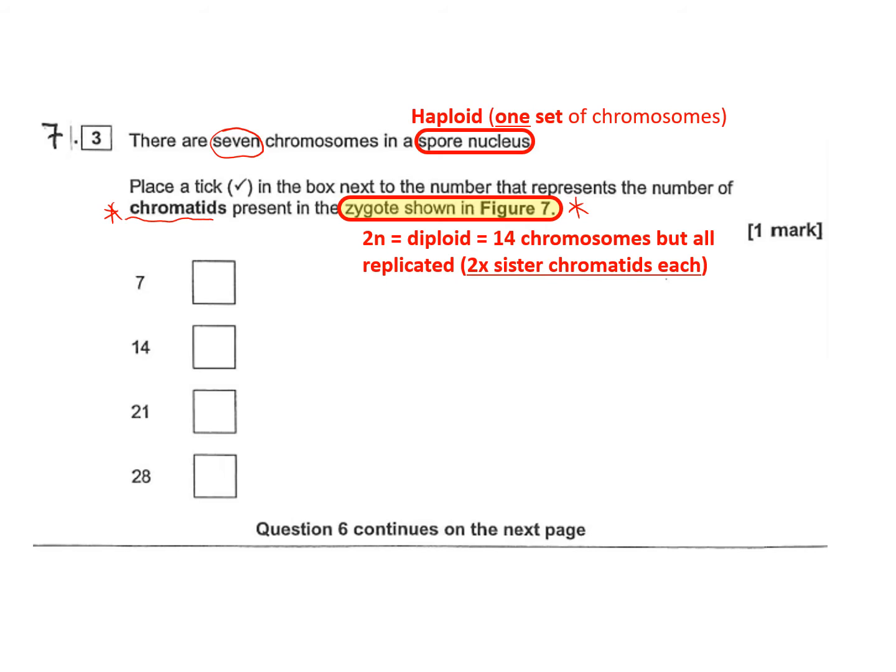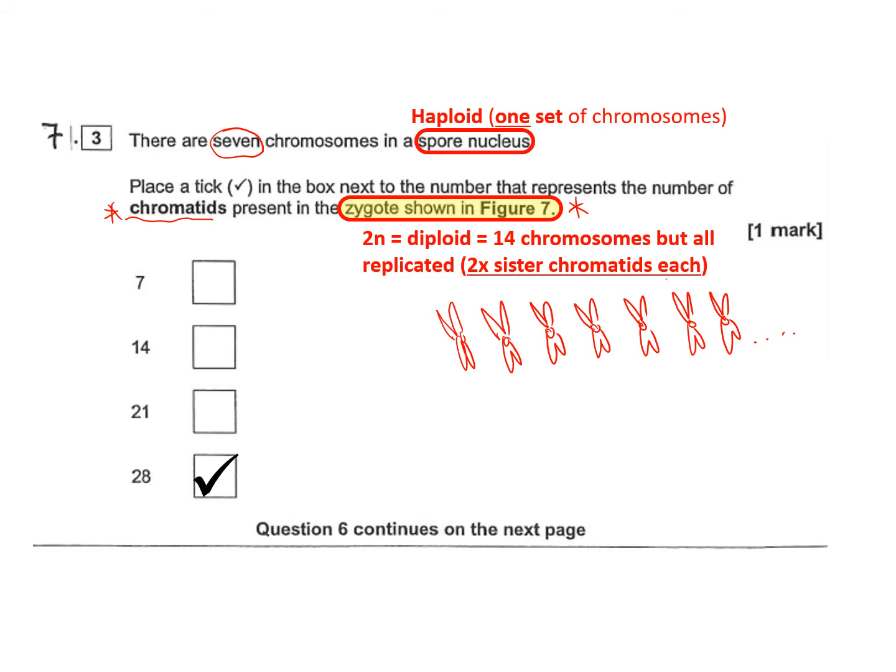So if we were to draw out all 14 chromosomes, each one would look like that because each chromosome is replicated. So hopefully you guys can see that if there's 14 of these, there's going to be 28 chromatids. So that was the answer for 1 mark.